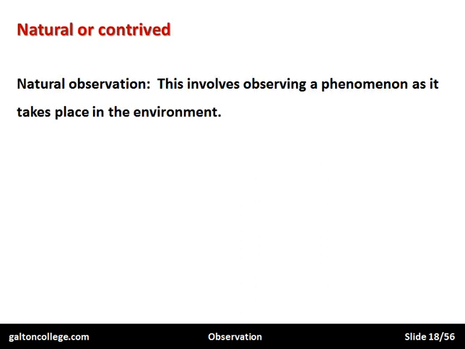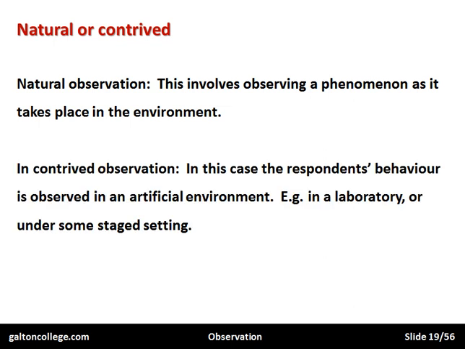Natural or contrived. Well, natural observations involve observing a phenomenon as it takes place in the environment. Simply the natural phenomenon as it happens. The contrived observation, the respondent's behaviour is observed in an artificial environment, for example in a laboratory or under some staged setting.